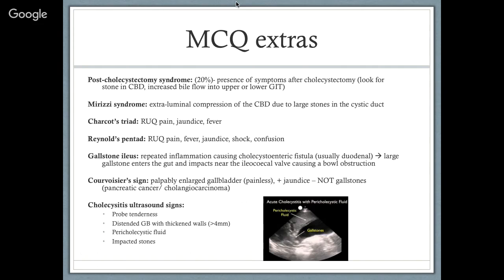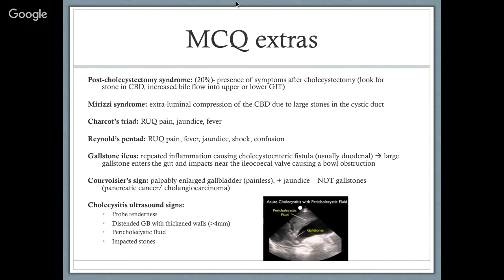Gallstone ileus is really uncommon, but surprisingly, you get quizzed on it quite a bit if you do gastro surgery or GI surgery at all. And pretty much it's a fistula that connects to the duodenum, and you get a large gallstone that enters, and it usually impacts near the ileocecal valve and it causes a bowel obstruction. So sometimes you wouldn't normally draw the connection between gallstones and a bowel obstruction, but if there's a fistula leading into the bowel, you can get a bowel obstruction if there's a stone there.